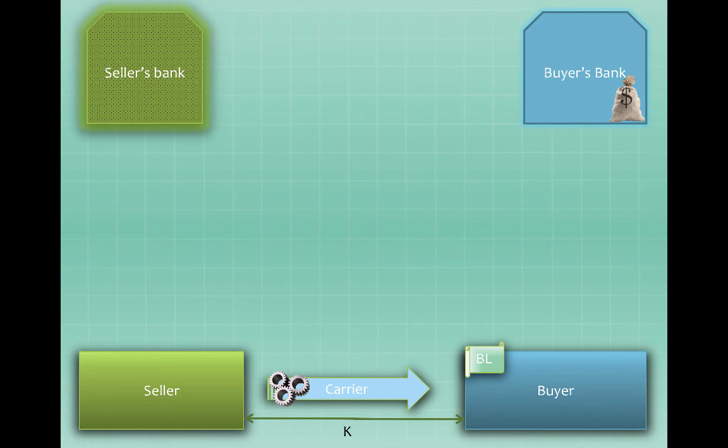The buyer's bank transfers the payment back through the seller's bank to the seller or to the seller's account at the seller's bank. That's probably easier than getting a big bag of money. But here we go with the money, and it goes all the way to the seller or to the seller's account at the seller's bank. At this point, the buyer transfers the bill of lading to the carrier, and the carrier transfers the goods over to the buyer. Now there's applause.